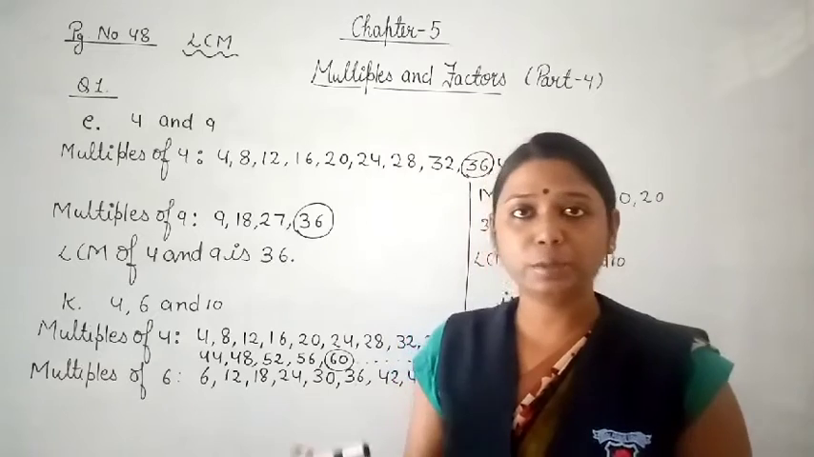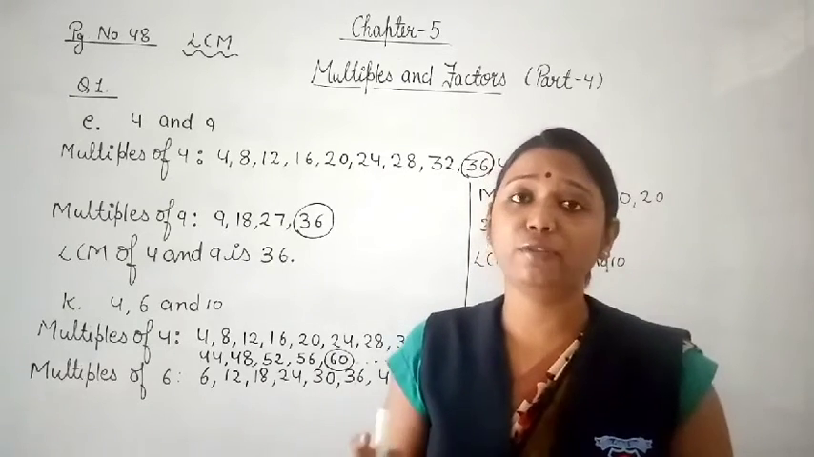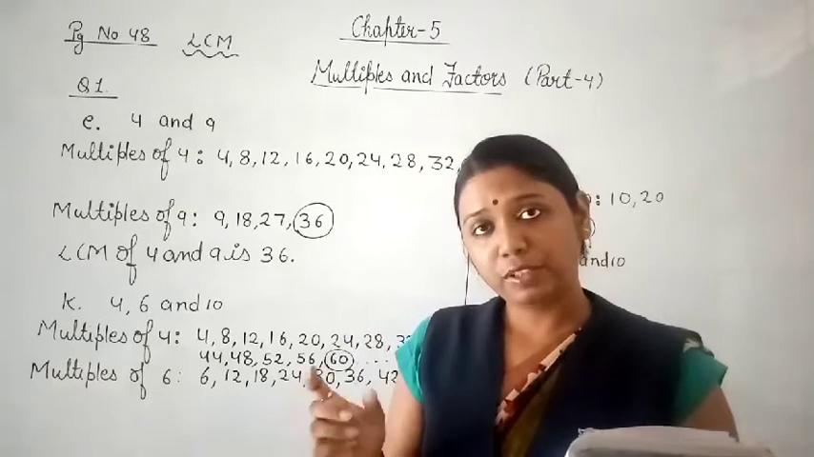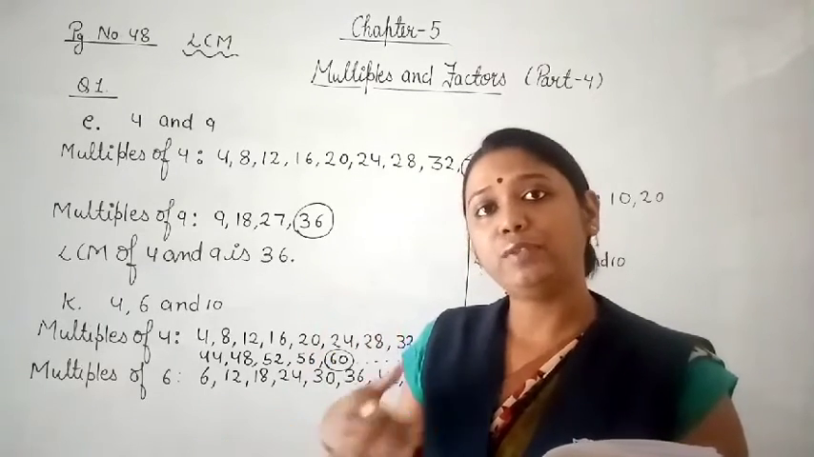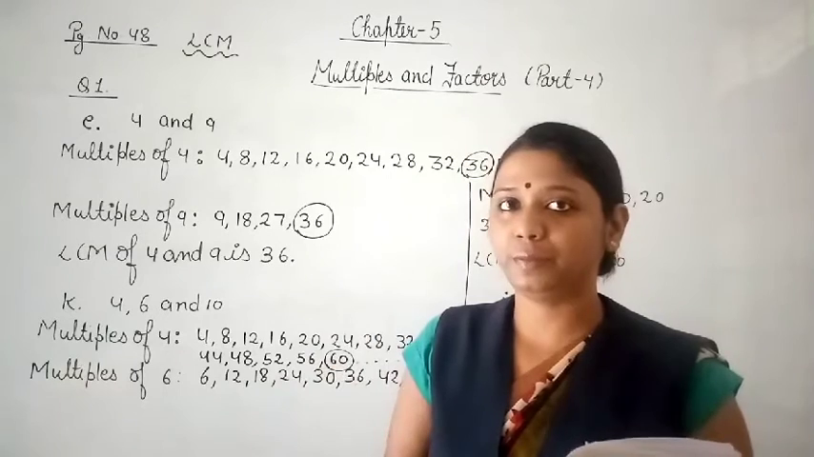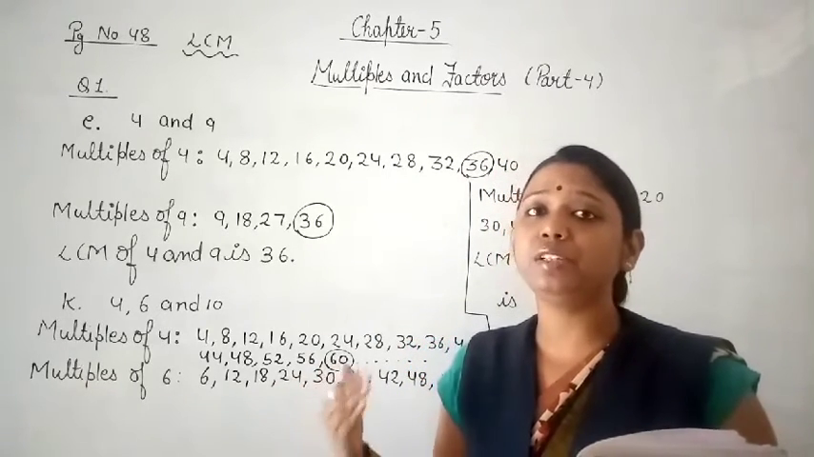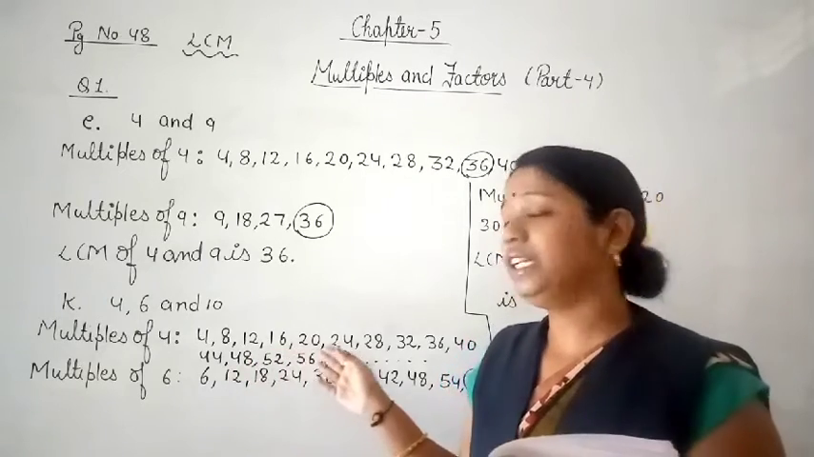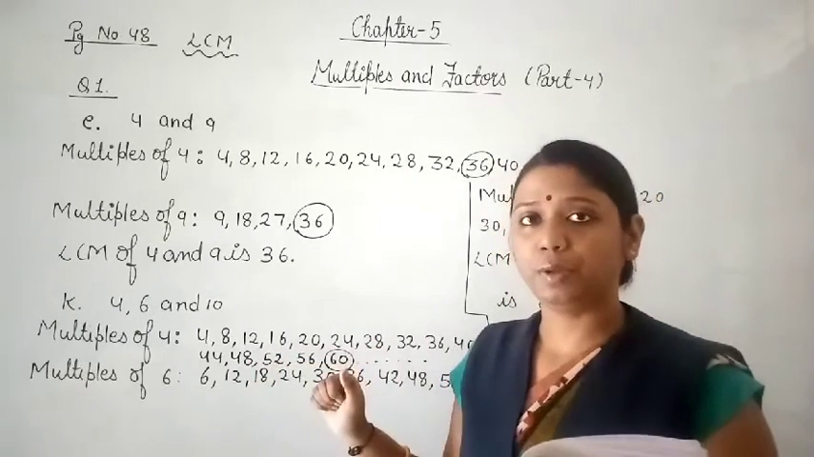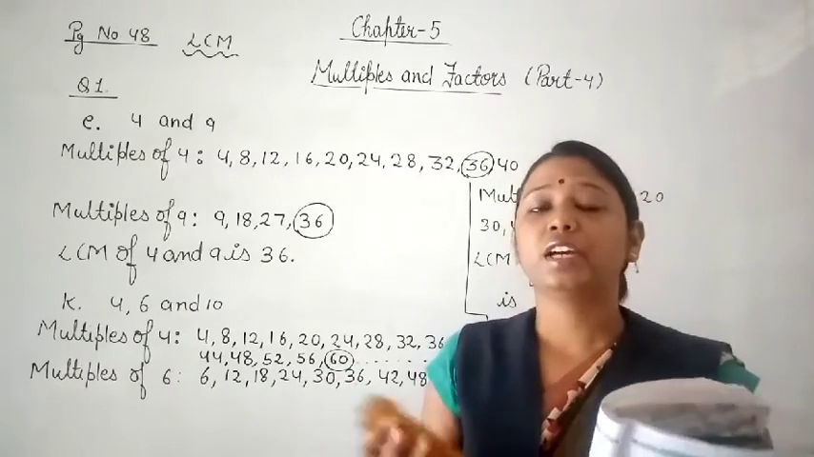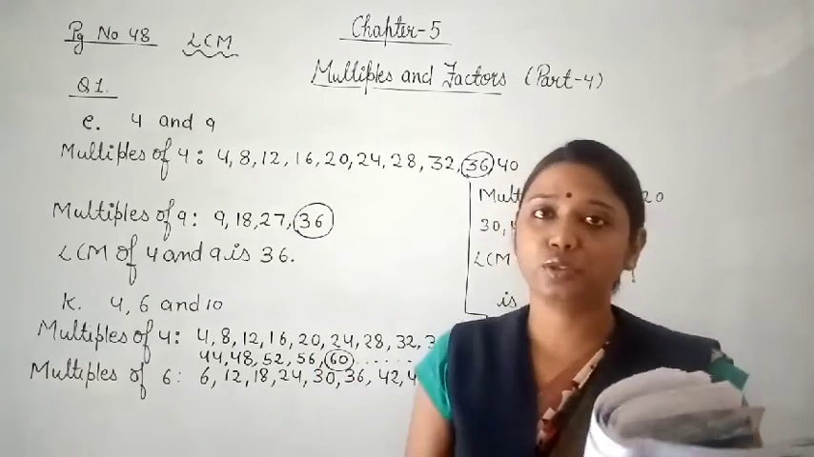Firstly, write down multiples of the numbers and then check for the common multiples. The common multiple which we get the very first time will be the least common multiple. And if you are not getting any common multiple, it means you need to further increase the multiplication table. Clear? Let us discuss more examples so that the concept will be more clear to you.